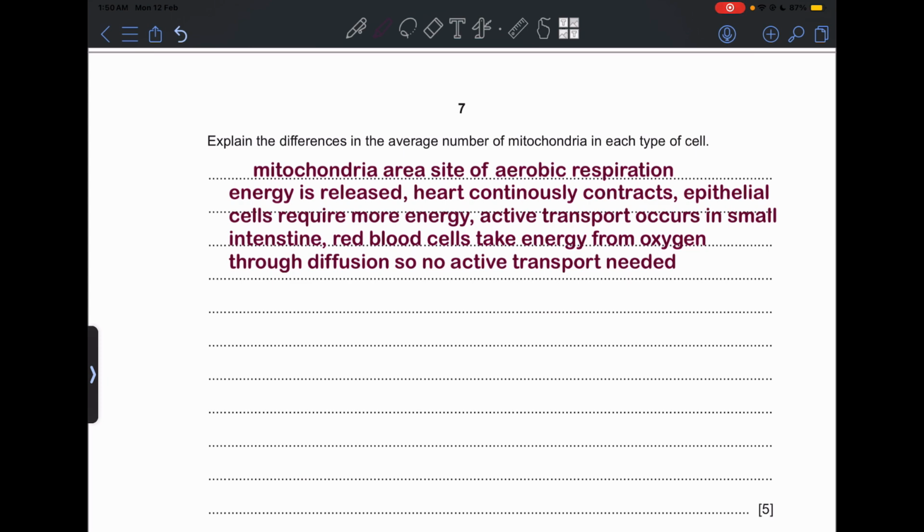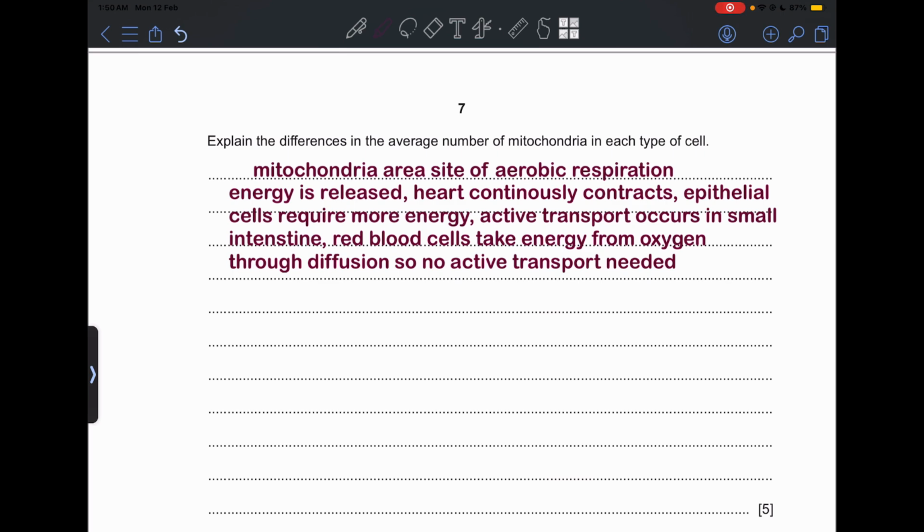Explain the differences in the average number of mitochondria in each type of cell. So first of all, you're going to say what the use of mitochondria is. Mitochondria are the site of aerobic respiration, and energy is released from there.